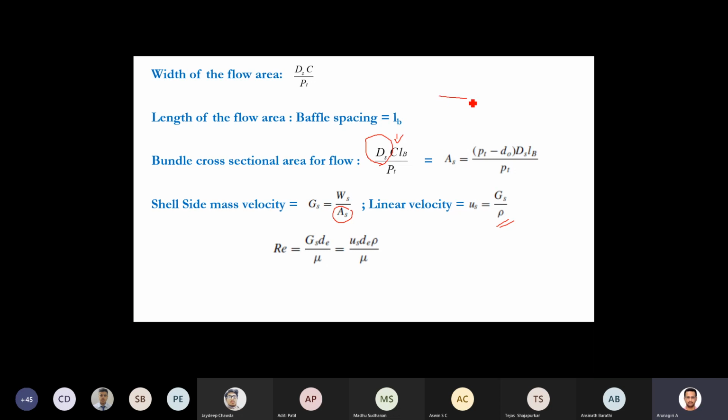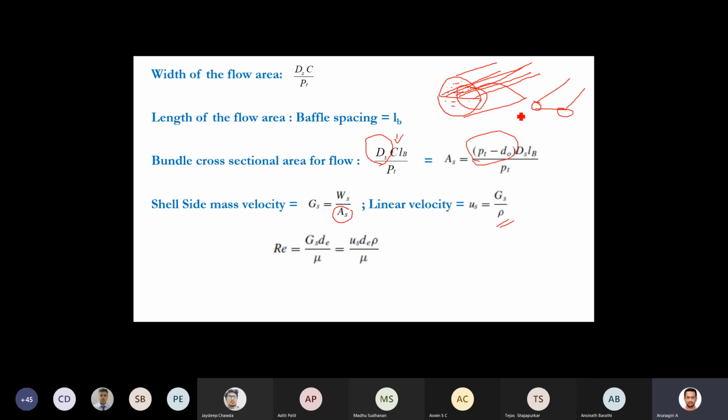For example, if you take the view of your exchanger, your tubes will be like this, correct? These are all the tubes. This is your diameter, so this is your shell. You have many tubes like this. If you zoom into this portion, you have two tubes, correct? It goes like this. So this is your clearance, PT minus D naught. And this is your DS.